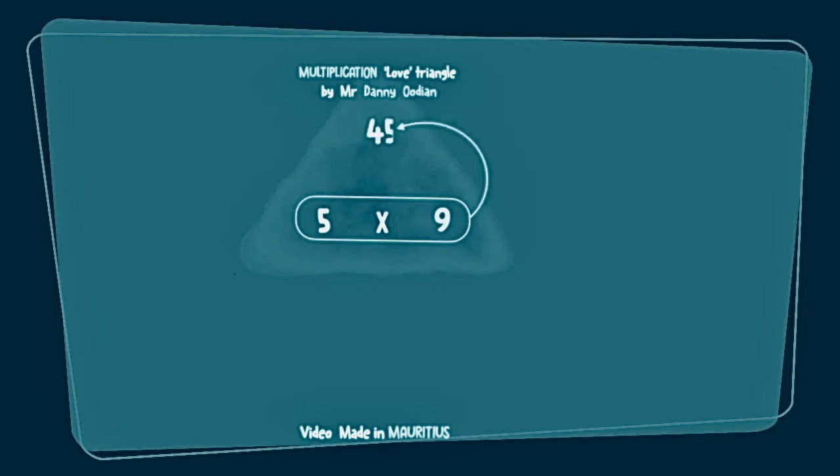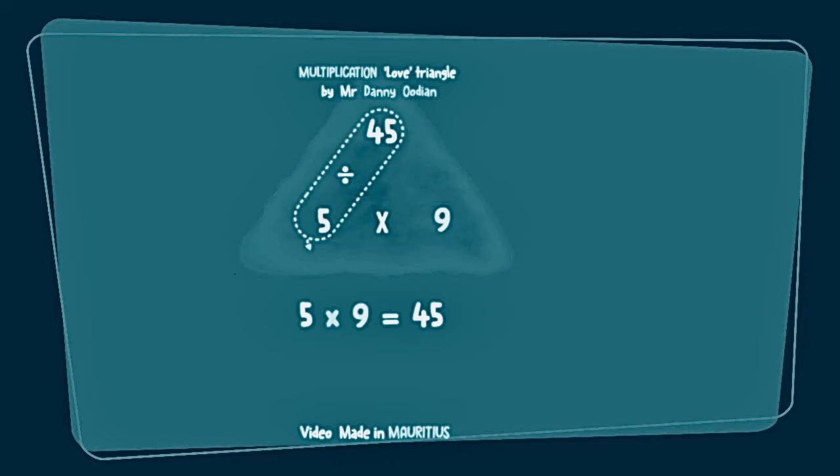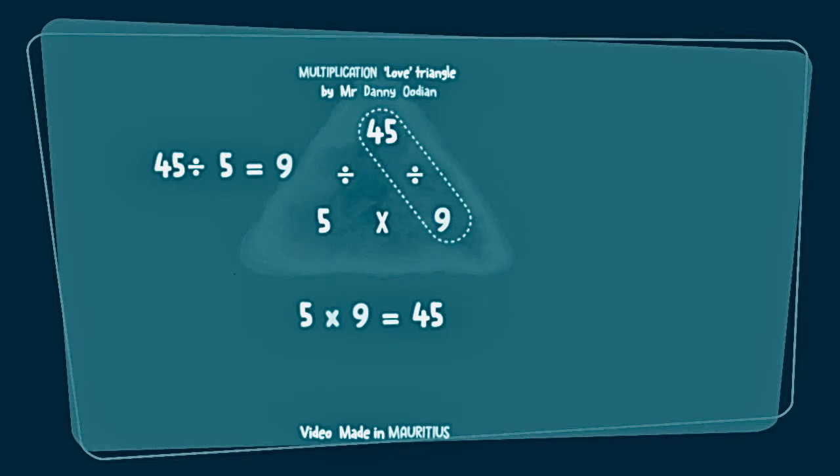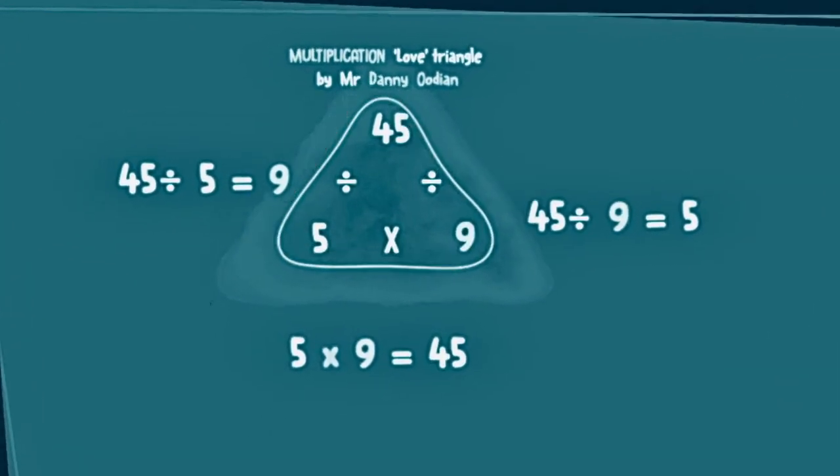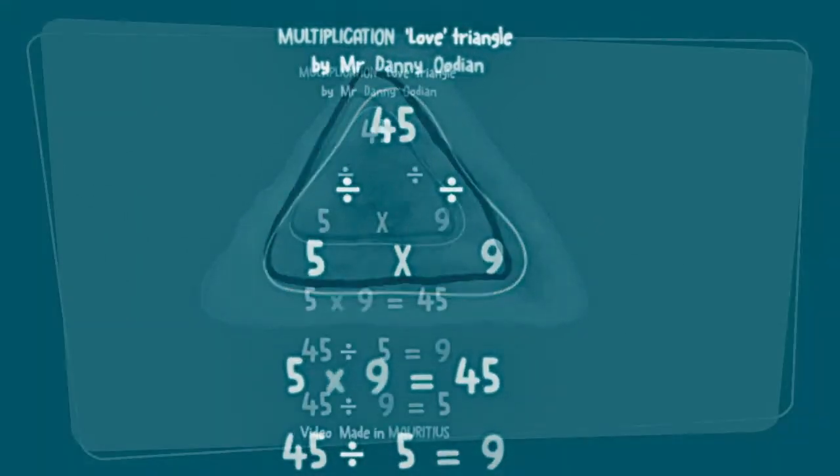5 times 9, 45. But 45 divided by 5 is equal to 9. Similarly, 45 divided by 9 is equal to 5. So 45, 5, and 9 make a multiplication triangle.